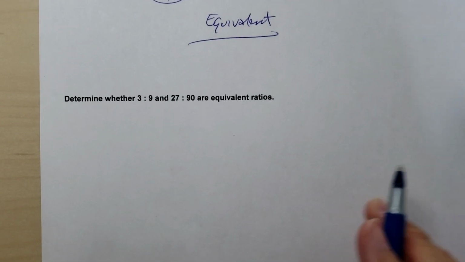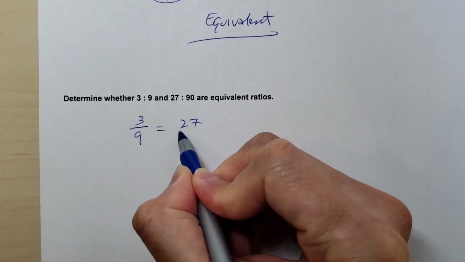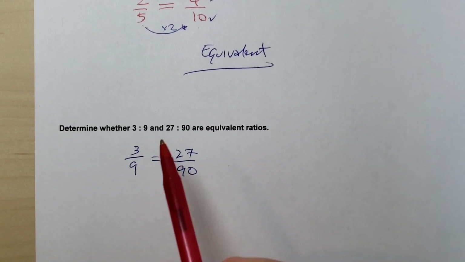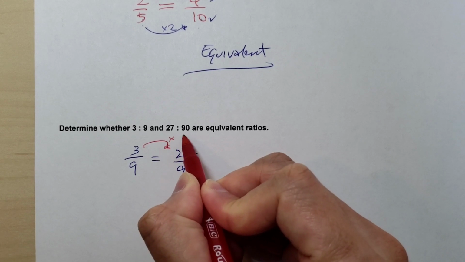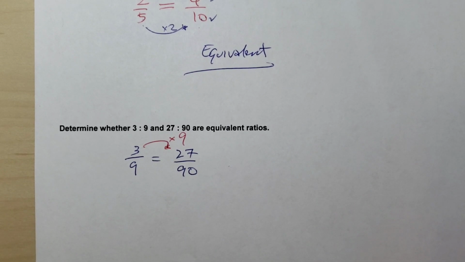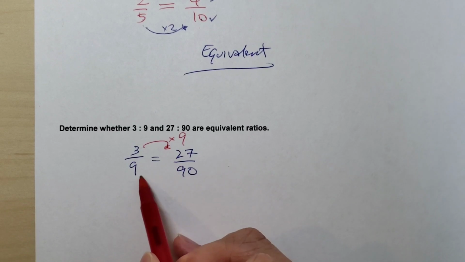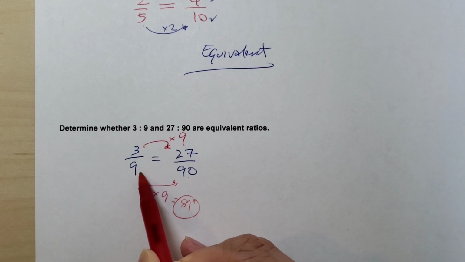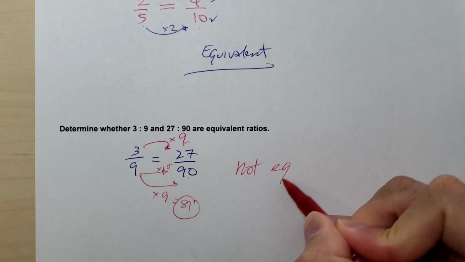Let's try another example. Determine whether 3 over 9 is equal to 27 over 90. Now, let's use mental math. What did you multiply 3 by to get 27? We know we multiply by 9. Now, if you don't know what factor this is, you can always work backwards. You can say 27 divided by 3 is 9. So if I use 9 at the bottom, would that give me 90? No, because 9 times 9 is 81. We're actually multiplying by 10. Are the numbers the same? No, so they're not equivalent.